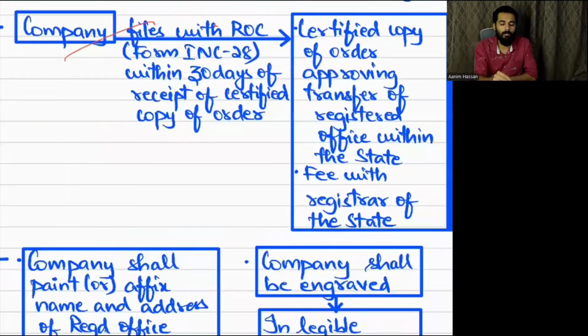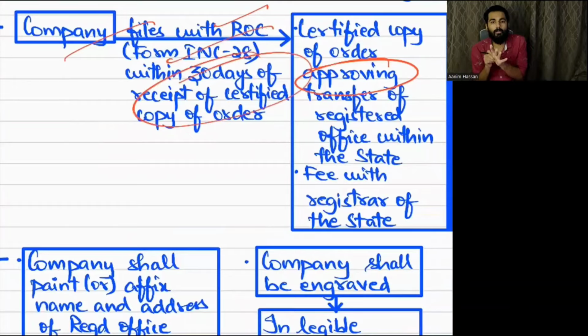The company files with whom? The ROC. The company will file it when the regional director approves it. If the regional director doesn't approve, why would you file? Of course, you don't have to file. Then you will file in form INC 28 within 30 days of receipt of the certified copy of the order, and along with it, you will give the fee.